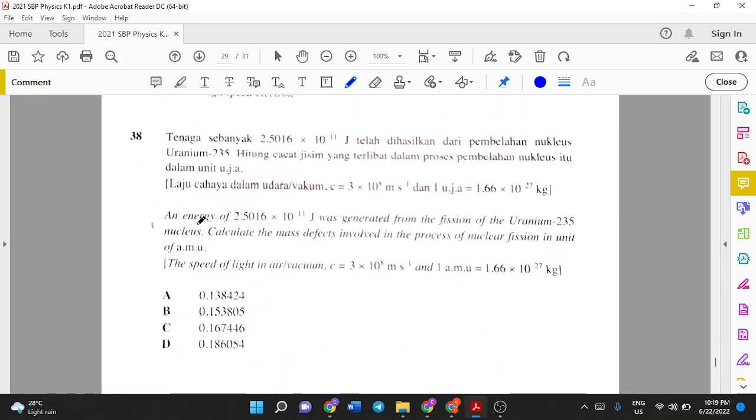So 38, an energy of 2.5016 times 10 to the power of 11 joules was generated from the fission of the uranium-235 nucleus. Calculate the mass defect involved in the process of the nuclear fission in units of AMU.